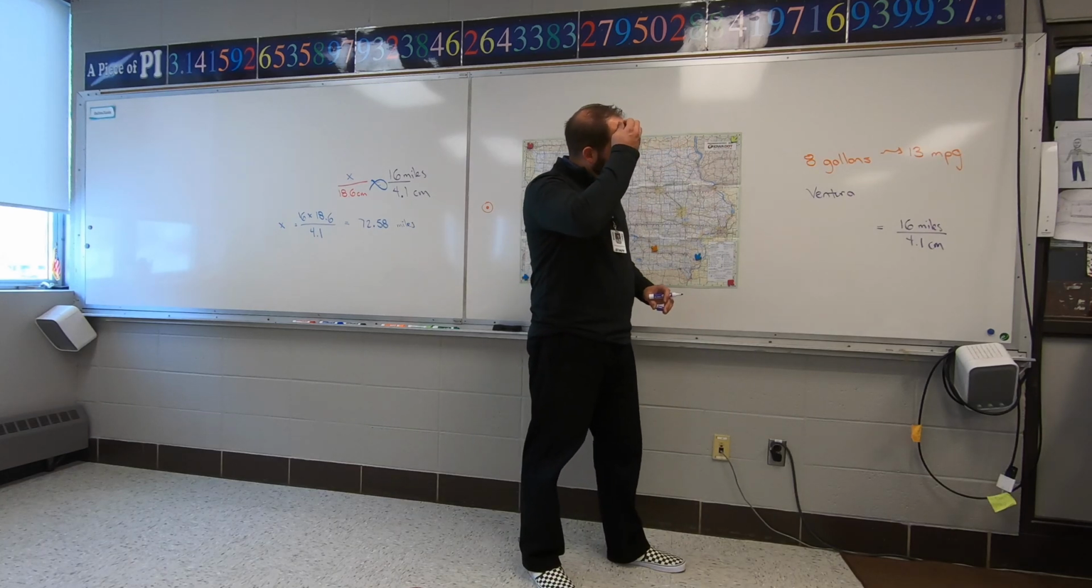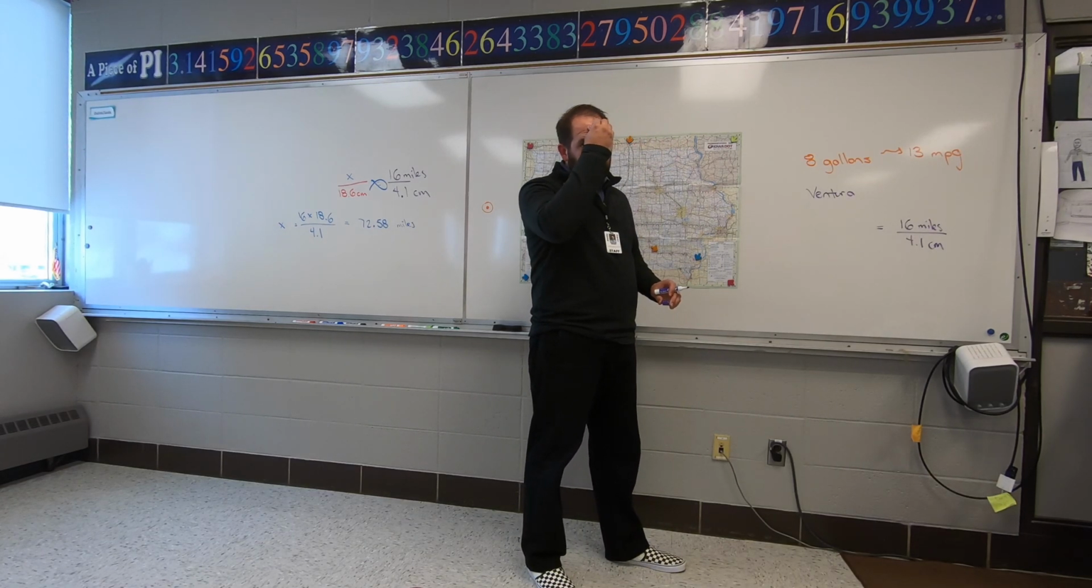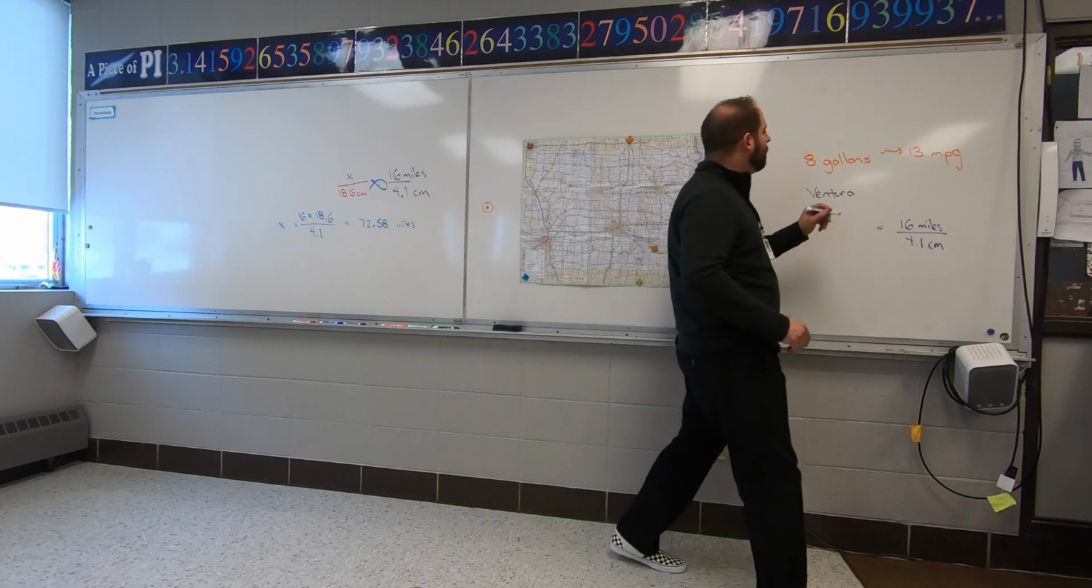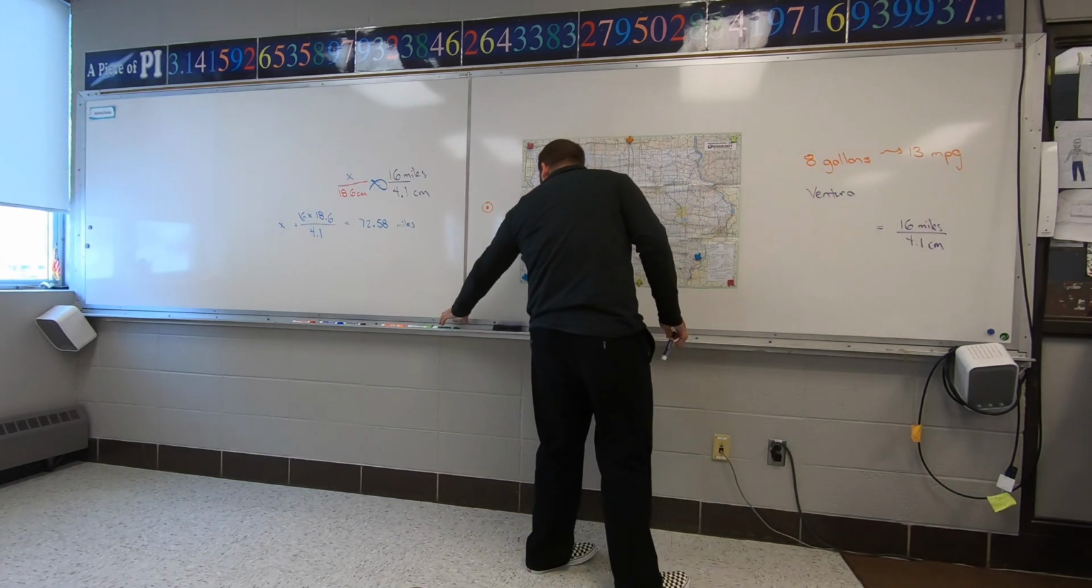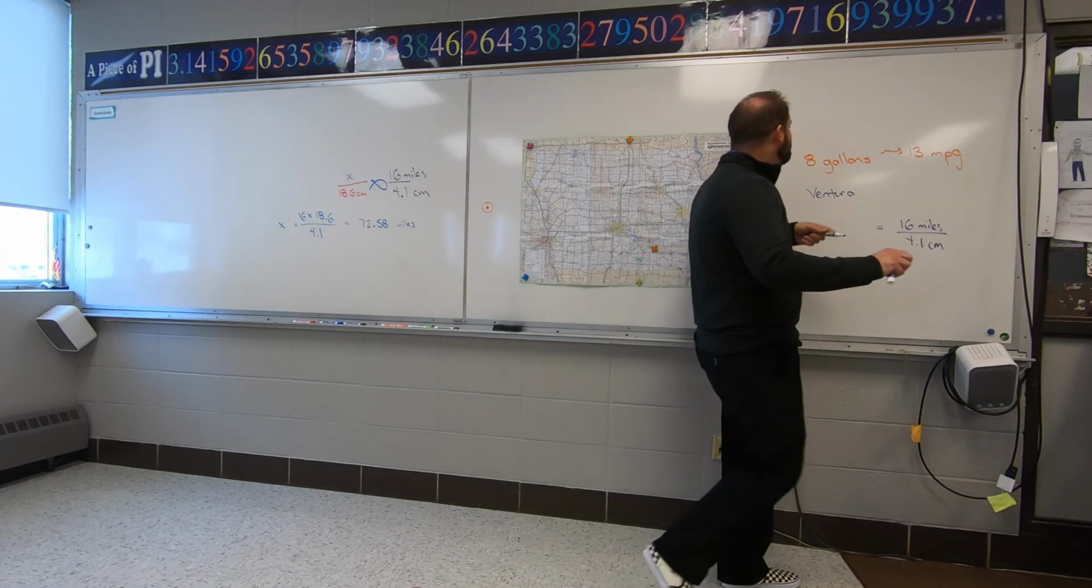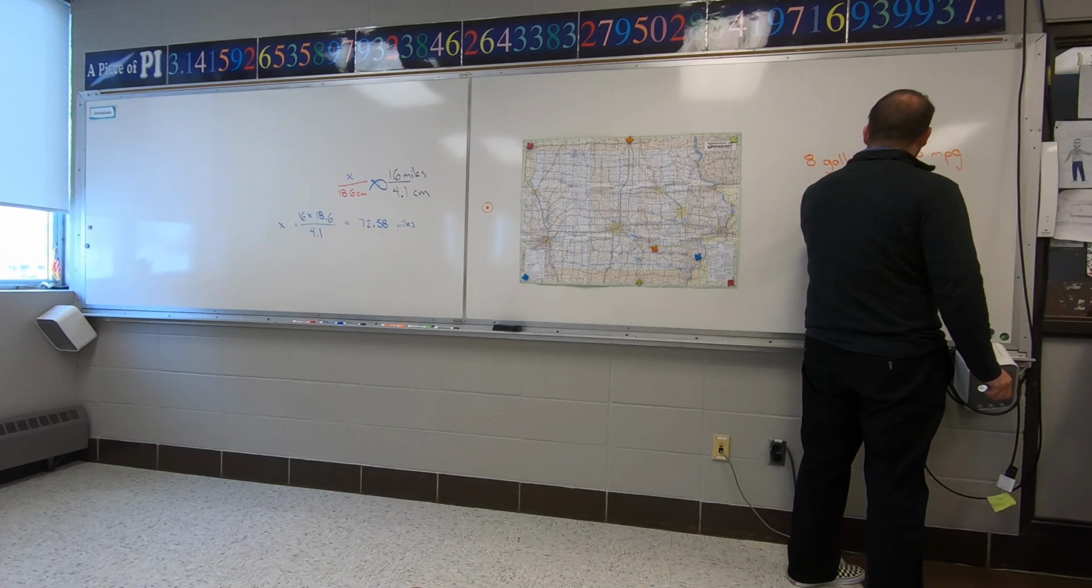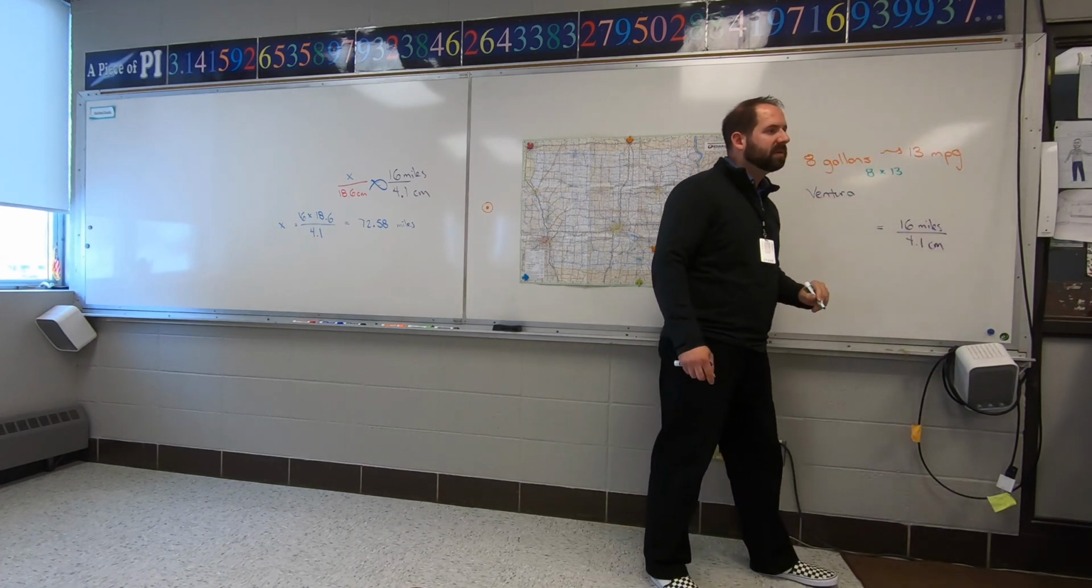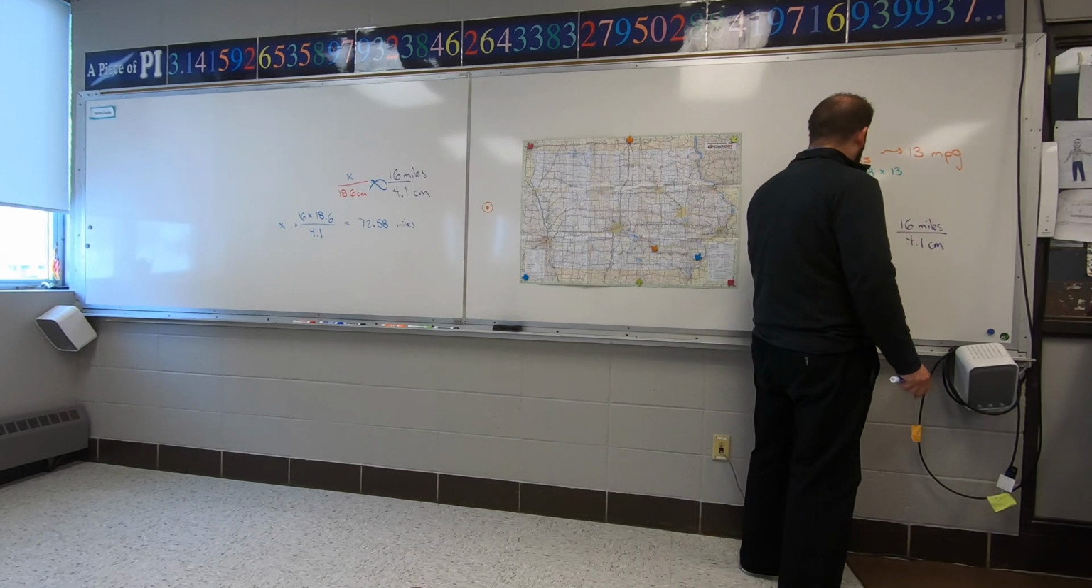Okay? So now, the gallons and miles per gallon, what we're gonna have to do is multiply these 2 numbers together. So this is where I'm gonna need a calculator. I need to know what 8 times 13 is. Say it again? 104?